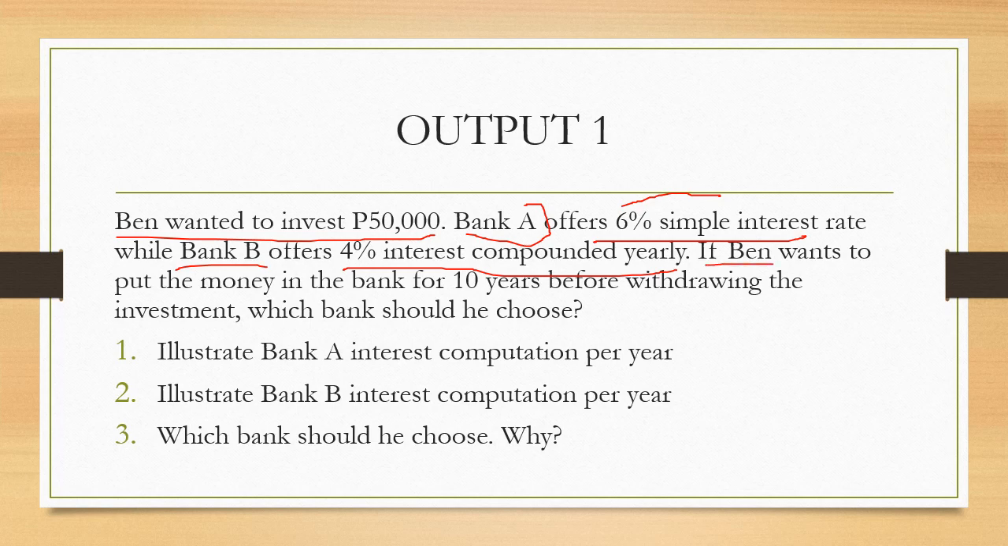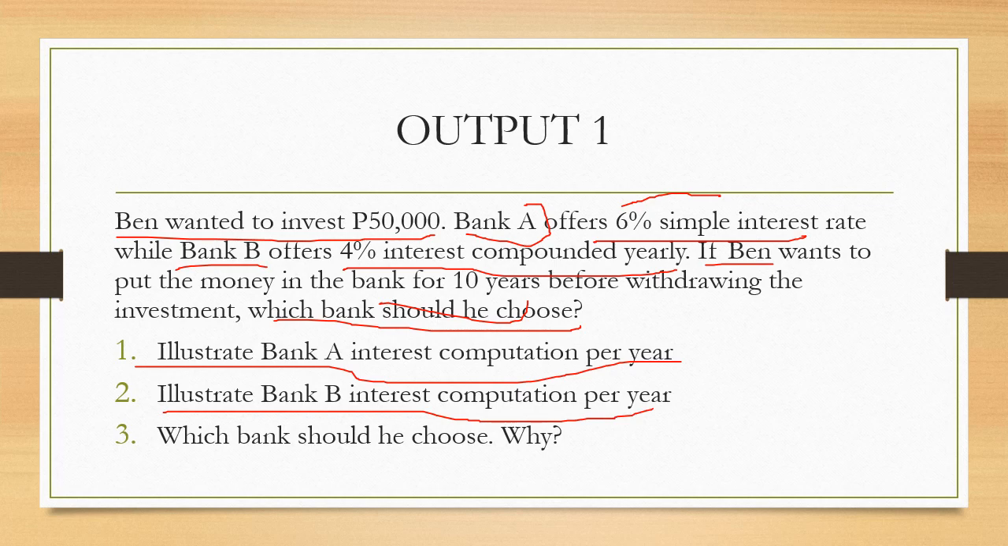Now, ang plano ni Ben, he wants to invest the money for 10 years, bago niya i-pull out yung kanyang investment. So, ang tanong ngayon, ano dapat yung kanyang bank na pipiliin? Okay? Now, syempre, para magawa nyo yan, illustrate nyo yung Bank A, computation per year. So, tandaan nyo, 10 years yan ha, kaya magkakaroon kayo ng 10 rows. Pakita nyo sa computation nyo, sa papel nyo yung 10 years na yun. Then, illustrate yung interest computation ng Bank B. Then, konting paliwanag lang, sino pipiliin niya? And, bakit? Okay?